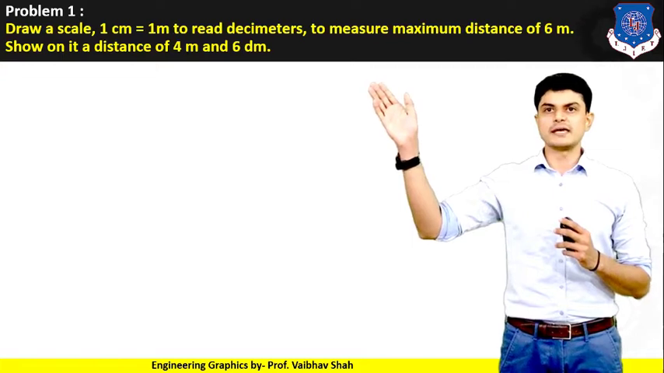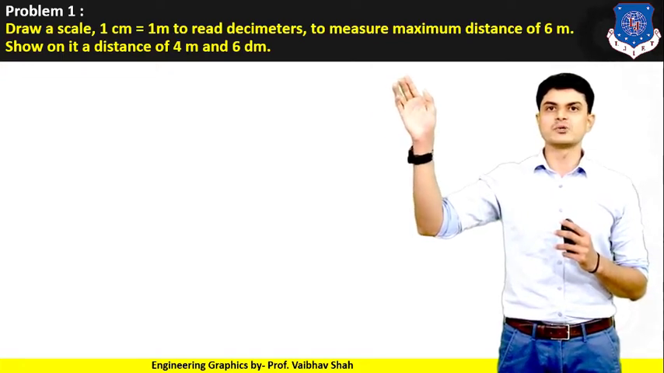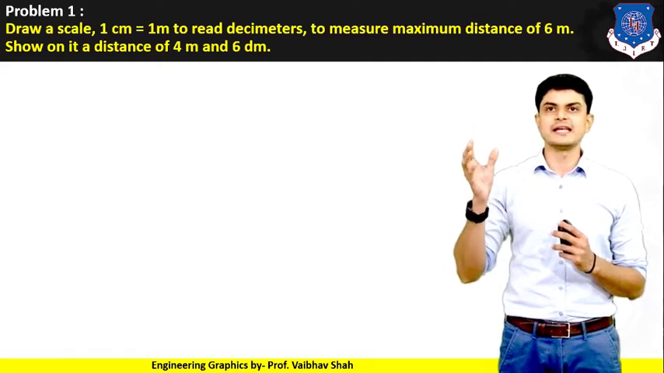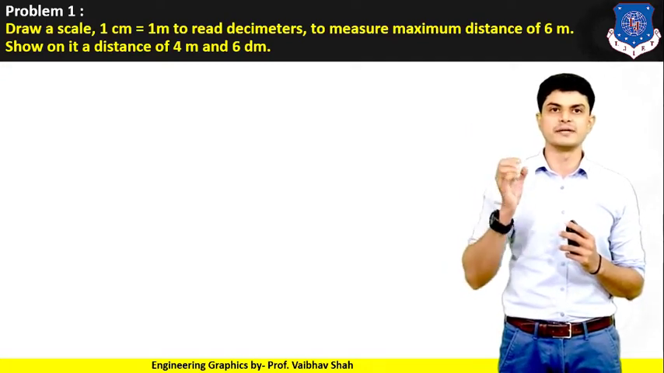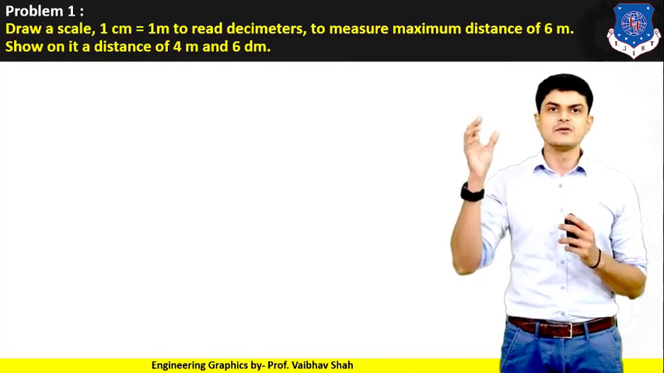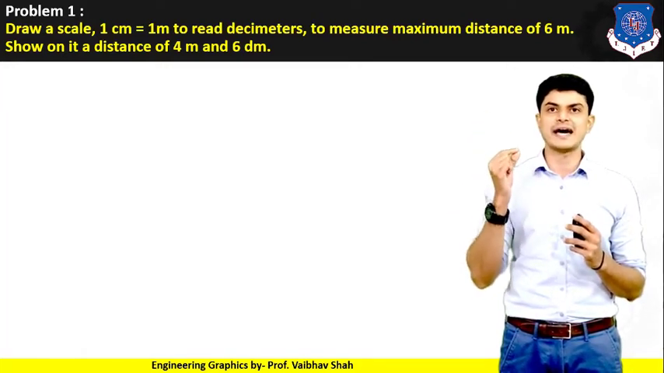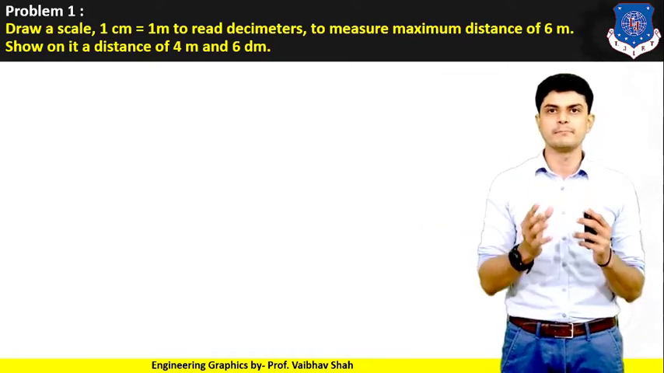So let us read. Draw a scale 1 centimeter is equal to 1 meter to read decimeters. That means here the scale is provided: 1 centimeter is equal to 1 meter. So from this scale factor we need to find out the RF. So first task would be finding out the RF from this 1 centimeter is equal to 1 meter.